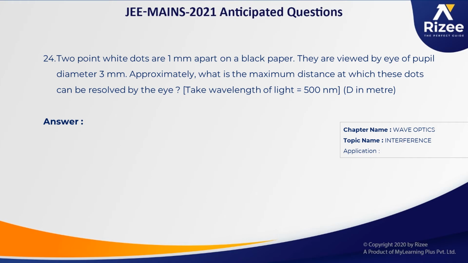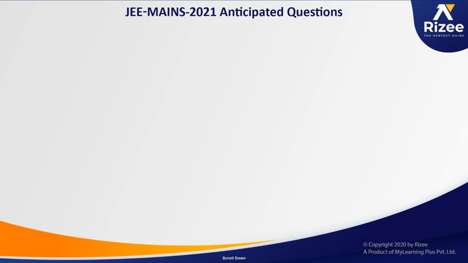Now coming to question number 24. Two point white dots are 1 mm apart on black paper. They are viewed by an eye with a pupil of diameter 3 mm. Approximately what is the maximum distance at which these dots can be resolved by the eye? He is asking about resolving power, that means wave optics resolving power conditions.